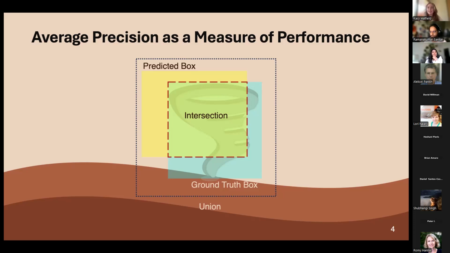For example, hypothetically, this covers roughly 70% of the ground truth box. The predicted box covers 75%. So at AP 75, this would be considered a true detection. However, at AP 90, that would require the predicted box to cover 90% of the ground truth box, and this detection would be considered incorrect.